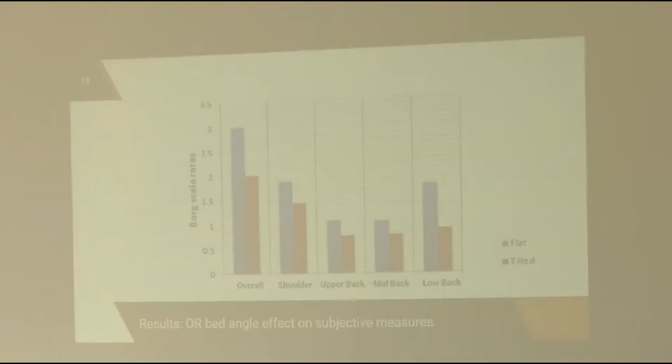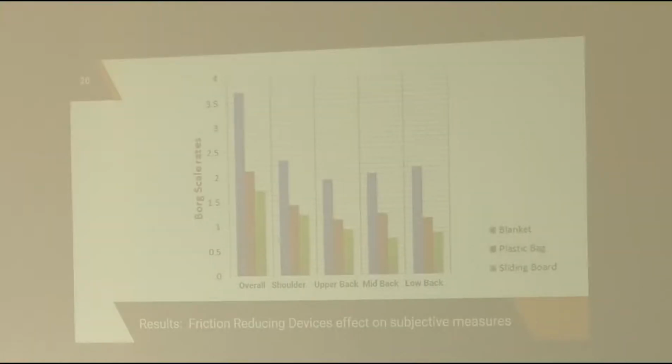And investigating the OR bed angle effect on subjective ratings, which are the Borg scale and the body discomfort map, it showed that tilting the bed significantly decreases the Borg rates at all muscle sites and for the overall perceived exertion. And in a similar manner, using the sliding board significantly decreases the ratings in comparison to the blanket.